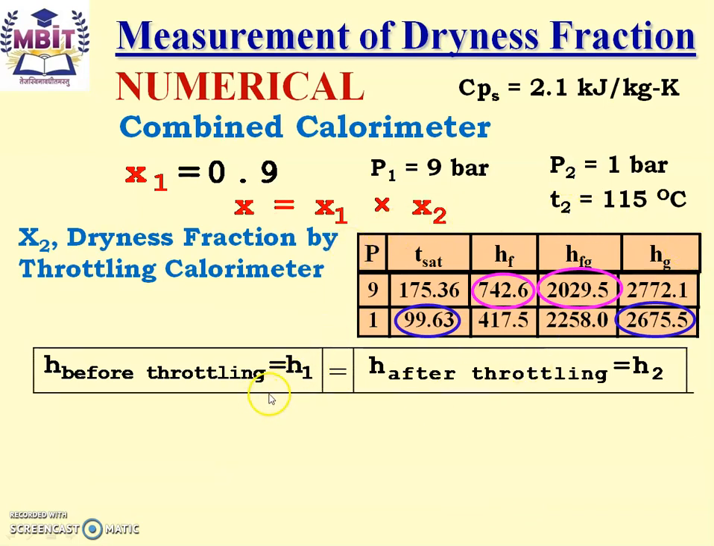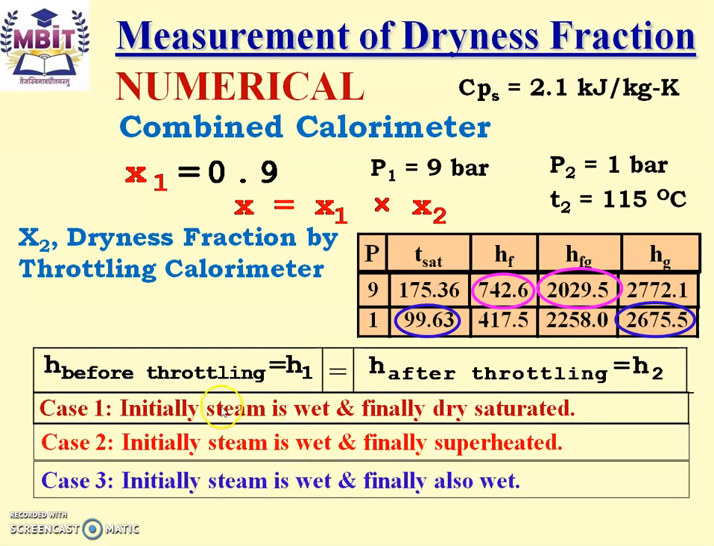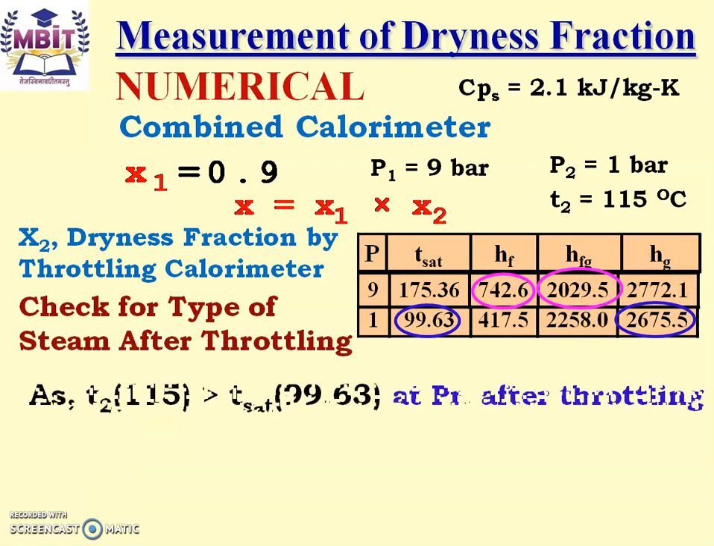Now, as it is a throttling calorimeter, we know that enthalpy before throttling, H1, is equal to enthalpy after throttling, H2. There can be three cases: initially wet, finally dry; initially wet, finally superheated; initially wet, finally wet. So first of all, we have to check which case is applicable for the numerical given. Check the type of steam after throttling.